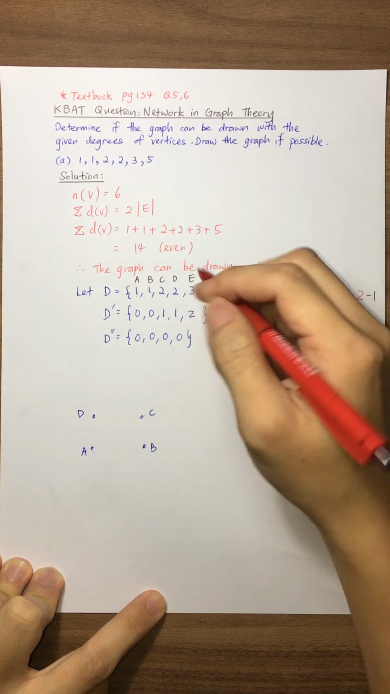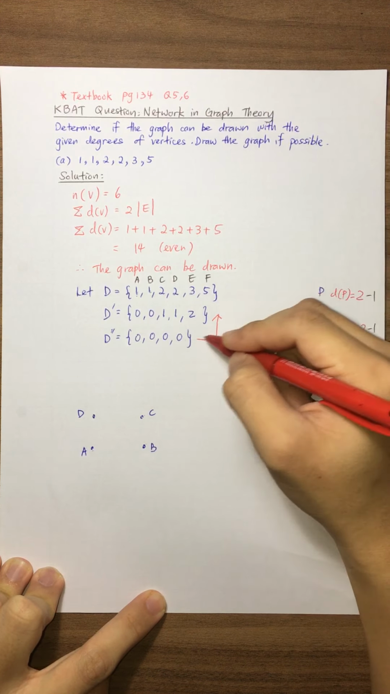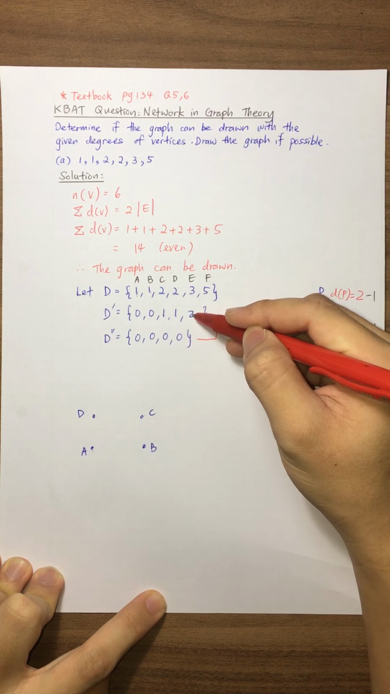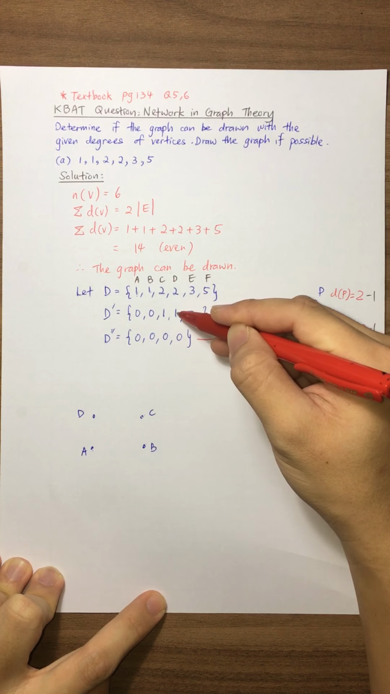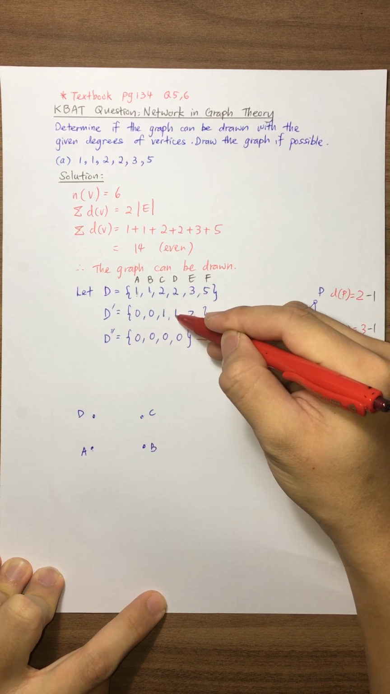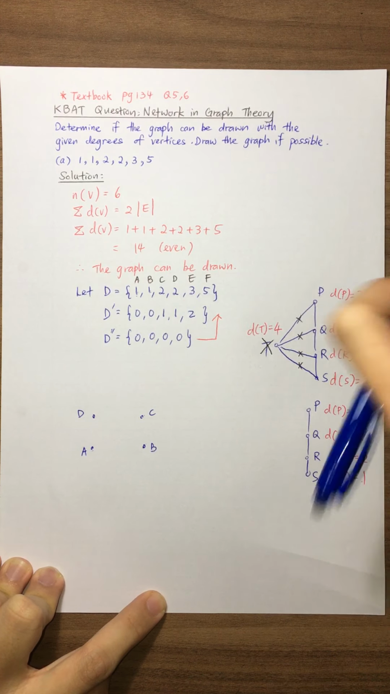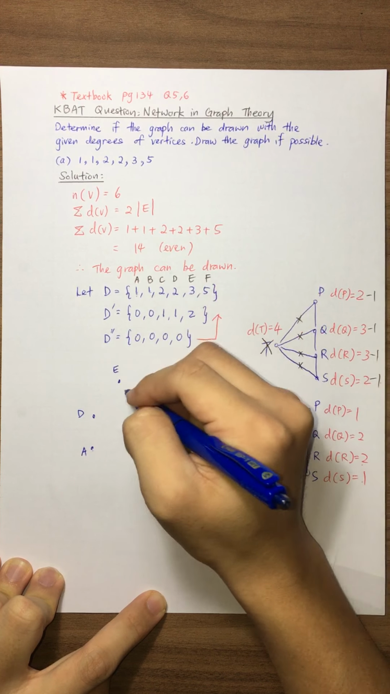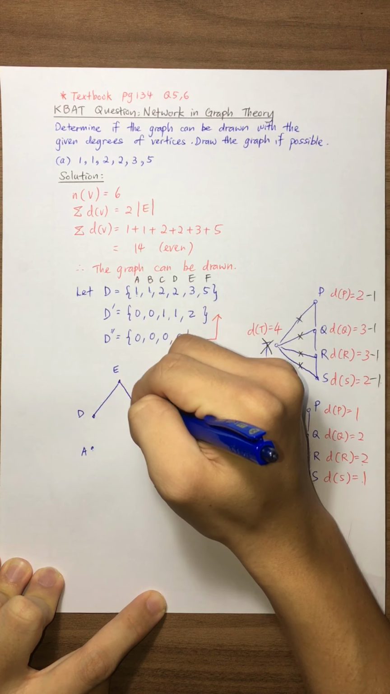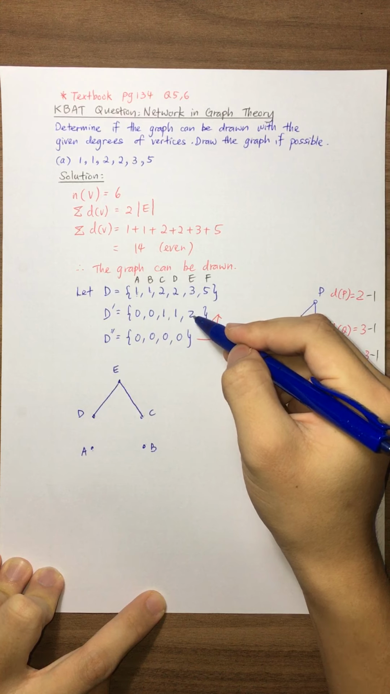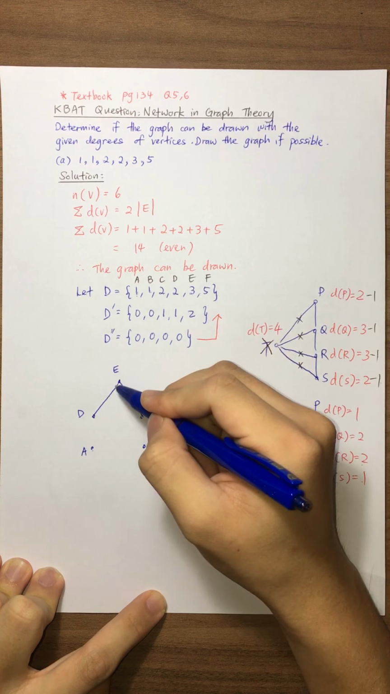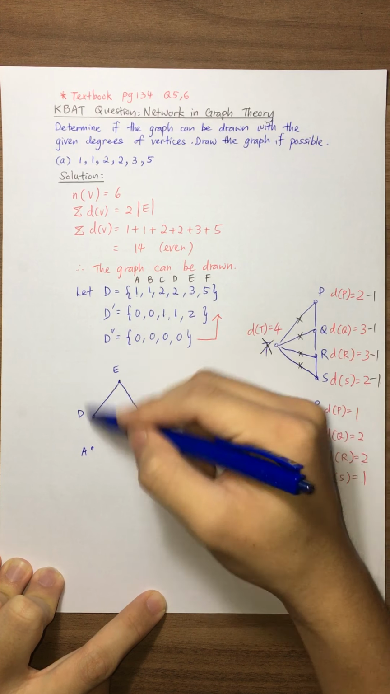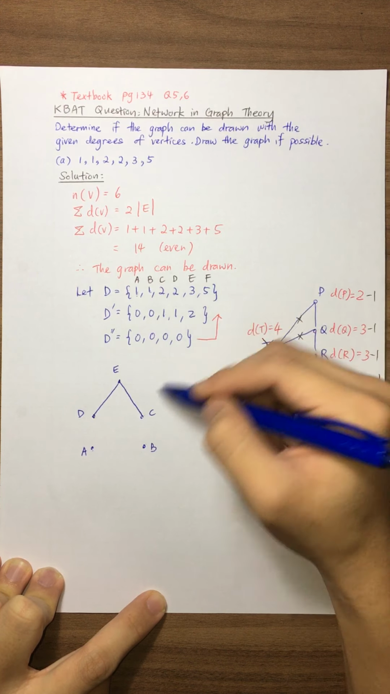Alright, then we reverse the process. So we have already taken out E. Now we have to add it back. When we add the E back, we are actually connecting the E with C and D, right? So in the graph here, we have to add our E that is connecting to C and D. Alright, so the degree of E is actually 2. Degree of C is 1, degree of D is 1. So we are now here, which is correct.